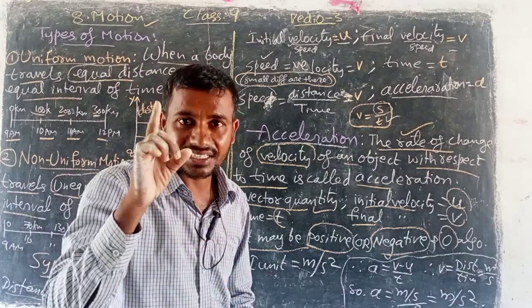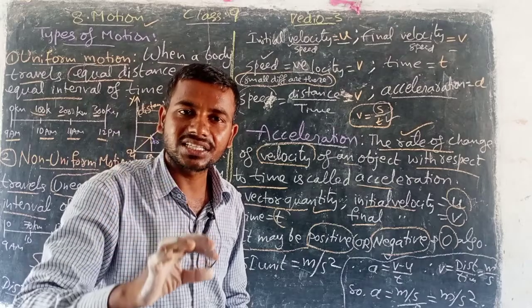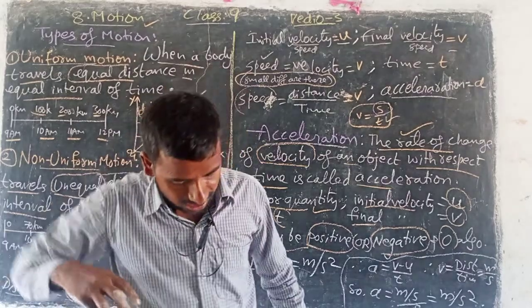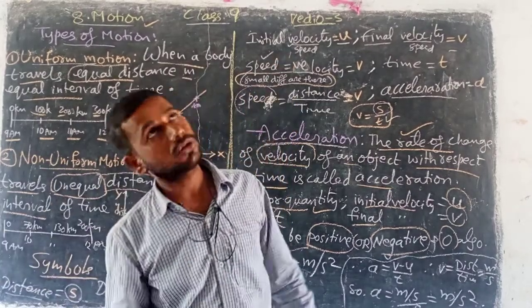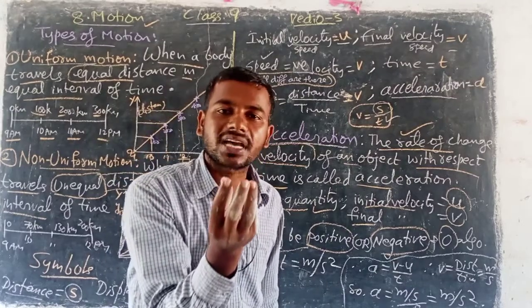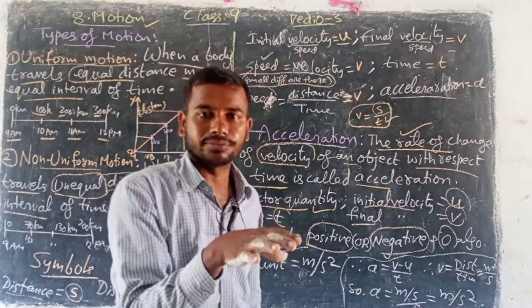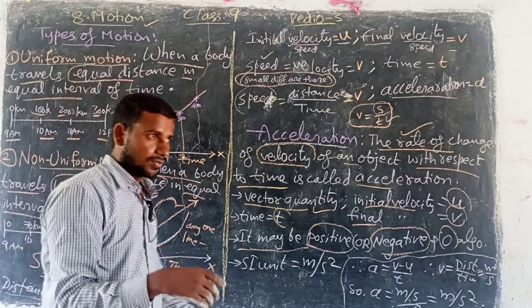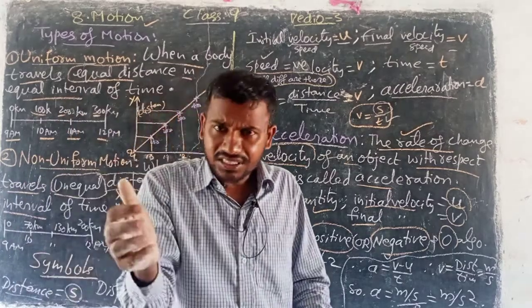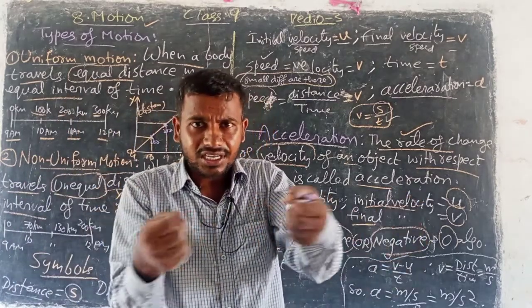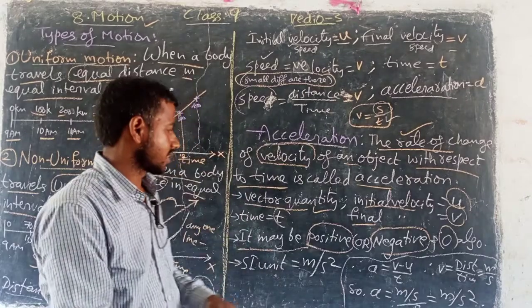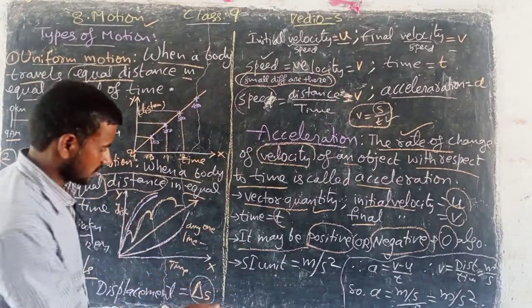So the stone's acceleration is positive. When it goes from down to up, the stone's acceleration is negative. Zero acceleration also occurs: where initial velocity and final velocity are equal, we call it zero acceleration. Look here, I will explain this after this.